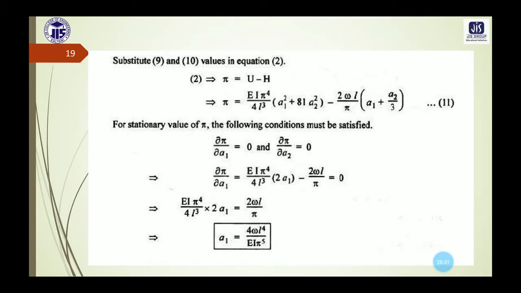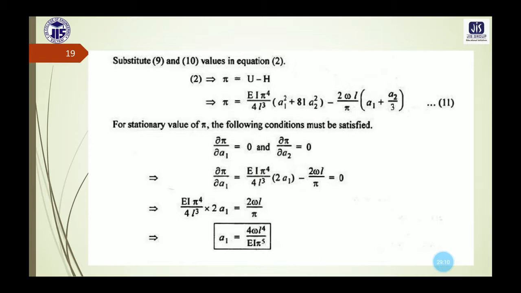So that means in step number 4, we need to find the total potential energy pi, which equals U minus H. As we have calculated U and H in steps 2 and 3, we can write the representation of U and H here. So pi will be EI pi to the power 4 by 4L cube into a1 square plus 81 a2 square minus 2 omega L by pi into a1 plus a2 by 3. So this is the completion of step 4, where we have calculated the total potential energy pi.